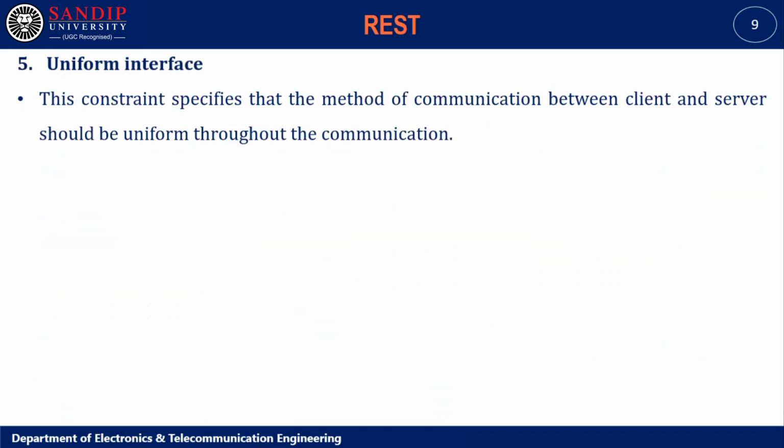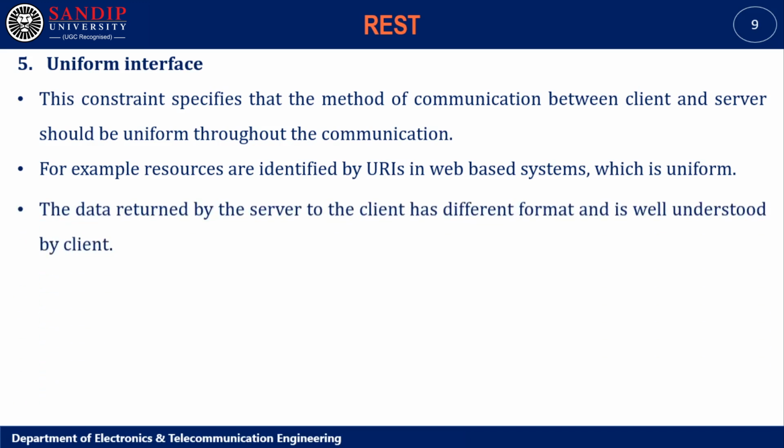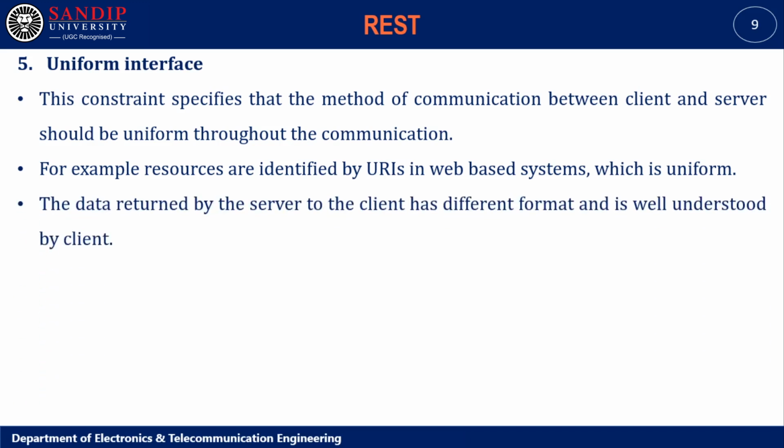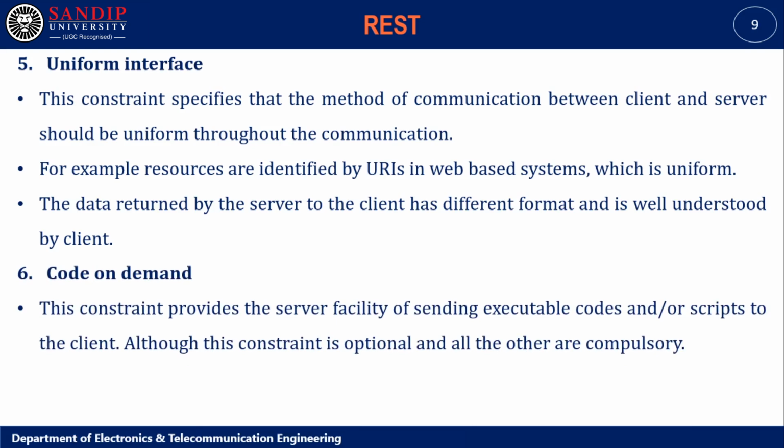Uniform interface. This constraint specifies that the method of communication between the client and the server should be uniform throughout the communication. For example, resources are identified by URI in a web-based system, which is uniform. The data returned by the server to the client has different formats and is well understood by the client. Code on demand. This constraint provides the server facility of sending executable code and/or script to the client, although this constraint is optional and all others are compulsory.